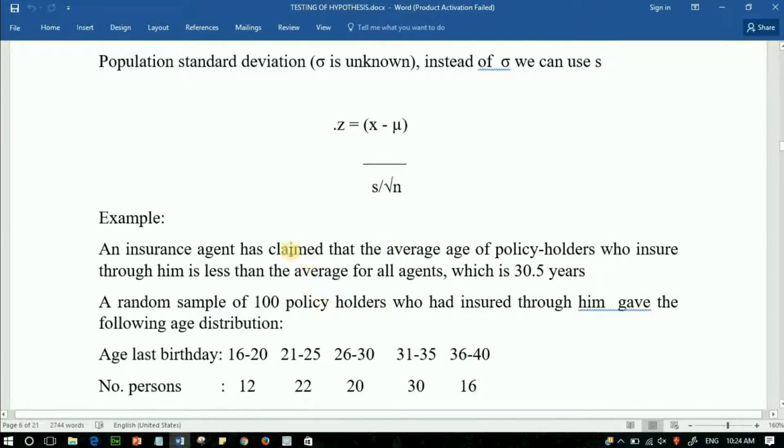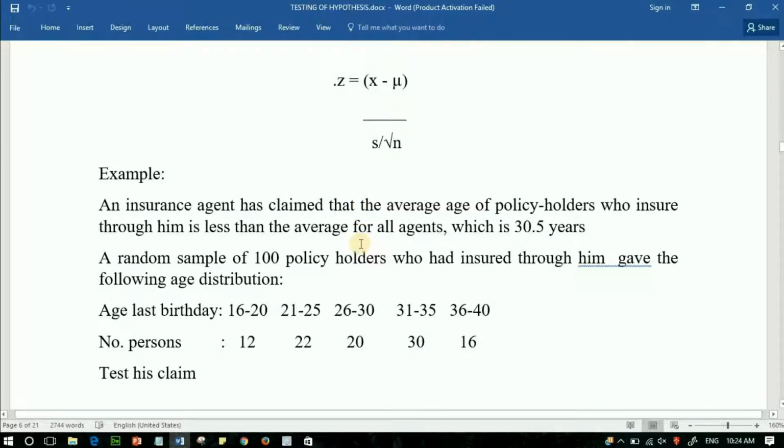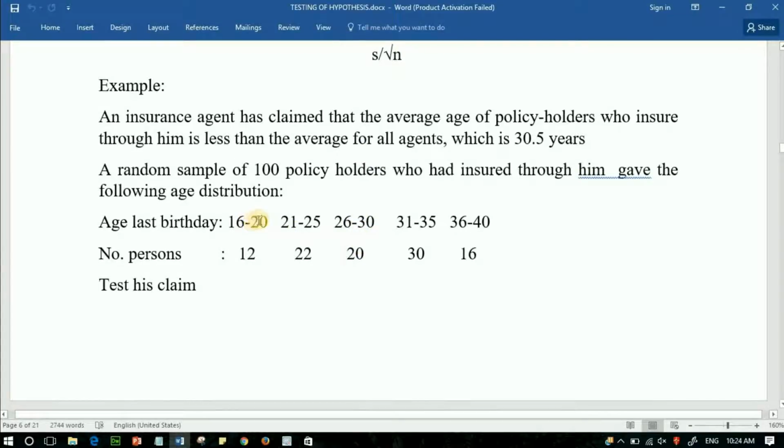As a simple example, an insurance agent has claimed that the average age of policyholders who insure through him is less than the average of all agents, which is 30.5 years. A random sample of 100 policyholders who had insured through him gave the following age distribution: age 16 to 20, 21 to 25, 26 to 30, 31 to 35, 36 to 40. Number of persons 12, 22, 20, 30 and 60.